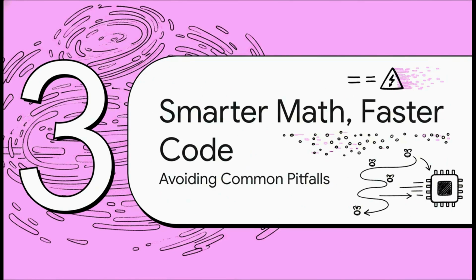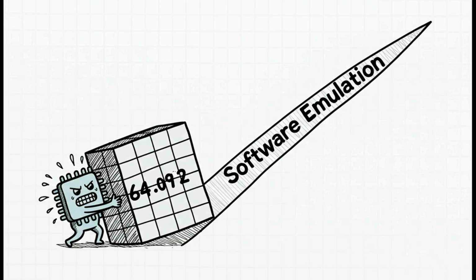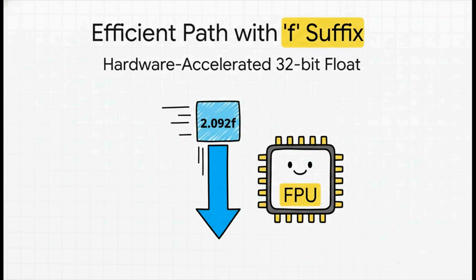Okay, so we've squeezed all the easy juice out of the compiler. Now it's time to roll up our sleeves and look at the code itself. Because you'd be surprised how some seemingly innocent lines of math can absolutely destroy your performance, especially with floating point numbers. Take a look at this. Seems totally normal, right? We're just doing some simple multiplication. But there is a hidden performance bomb in this line. By default, the C language treats a number like 2.092 as a double precision 64-bit number. And the fix is just one single character. By adding that F at the end, you're explicitly telling the compiler, hey, treat this as a standard 32-bit float.